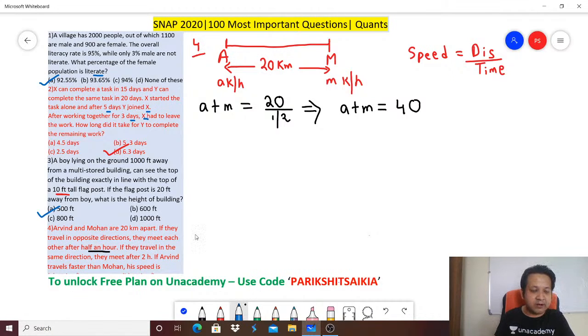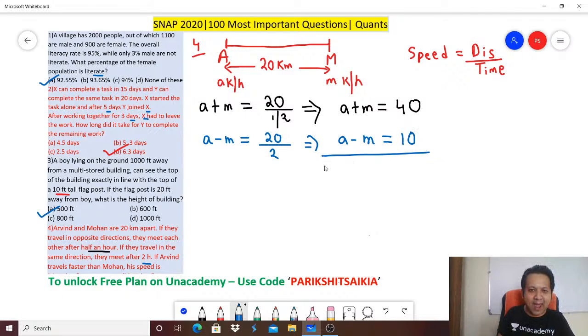If they travel in the same direction, remember from the basics of time, speed and distance, the relative speed is the difference between the two speeds, right? So a minus m, again distance divided by time. What is the time? 2 hours. So a minus m is equal to 10. You just need to solve them. Add the two equations. 2a is equal to 50, so a is equal to 25 kilometers per hour, and if you substitute the value of a, you will get m is 15 kilometers per hour.